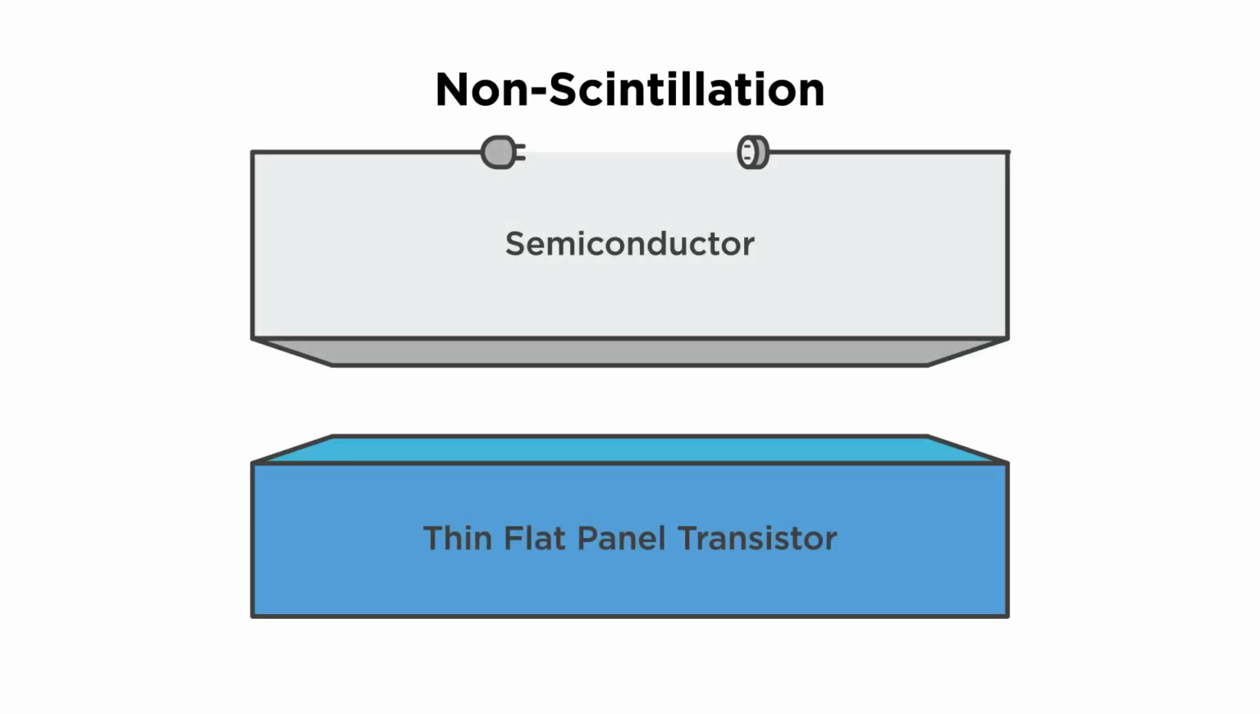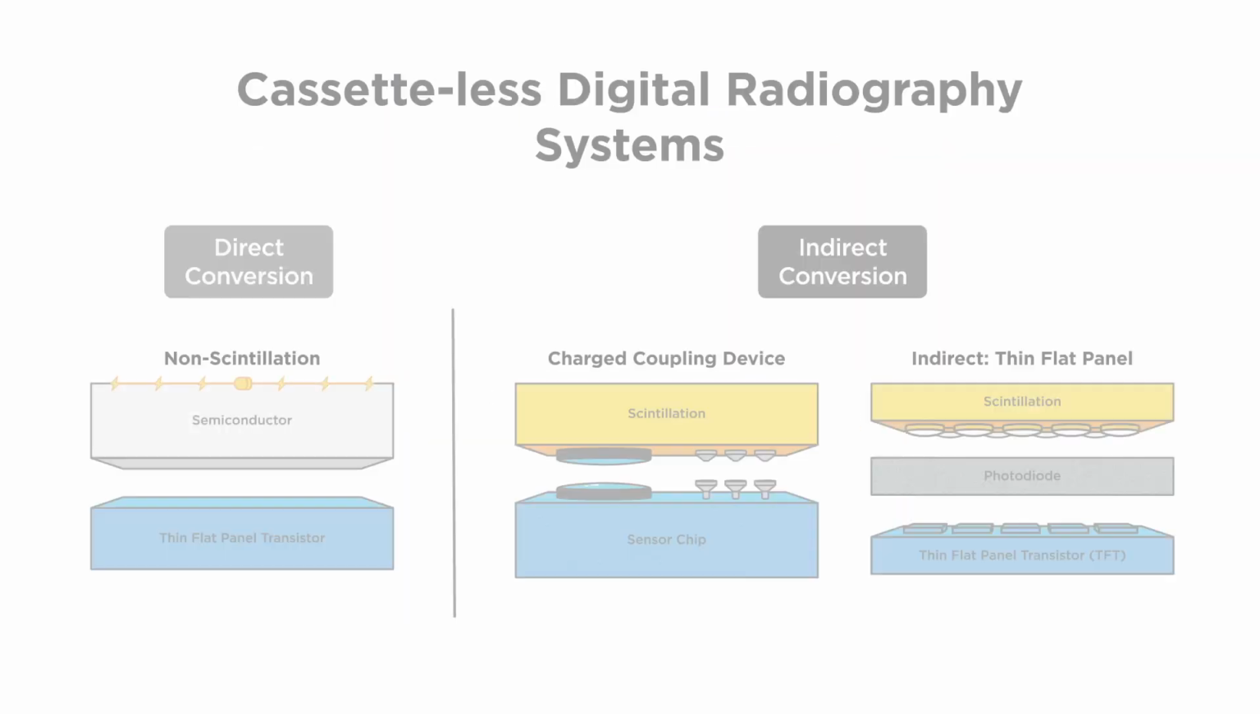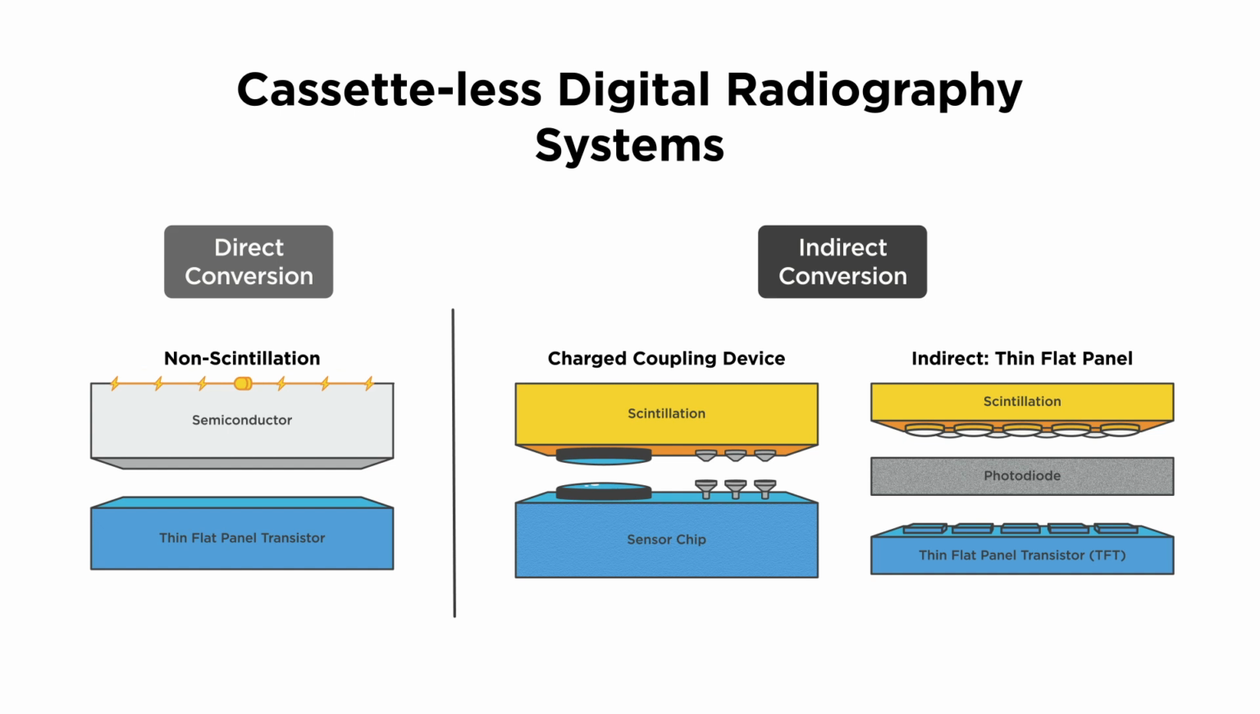The final cassette-less digital radiography system is the direct conversion radiography system or non-scintillation system. This system is comprised of an amorphous selenium-based semiconductor and a TFT. This system works by applying a high voltage charge to the top surface nanoseconds before the X-ray exposure is made. The interaction between the incident X-ray photons and the high voltage charge causes the selenium atoms to release their electrons, which are then able to be collected and processed by the TFT layer. This final image gives a visual illustration of each type of cassette-less digital radiography system.